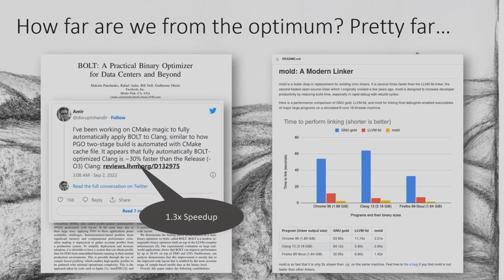And on the tooling side as well, here's another example, Bolt. Not Bolt, Mold. A new linker that improved upon the state of the art by up to 5x. So there's clearly a lot of room for improvement in both the compilers and how we actually research compilers, at least from the side of performance or optimizations.